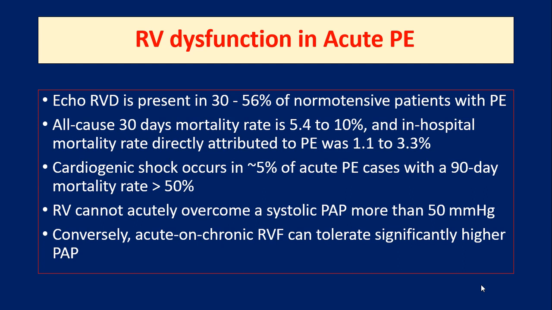Echo is a good modality. It can find right ventricular dysfunction in 30 to 56% of the normotensive patients with PE. All-cause 30-day mortality rate is around 5.4 to 10%, and in-hospital mortality rate directly attributed to pulmonary embolism was 1.1 to 3.3%. Cardiogenic shock occurs in around 5% of acute pulmonary embolism cases with 90-day mortality of more than 50%. The right ventricle cannot acutely overcome a systolic pulmonary artery pressure of more than 50 millimeters of mercury. Conversely, chronic right ventricular failure can tolerate significantly higher pulmonary arterial pressure.